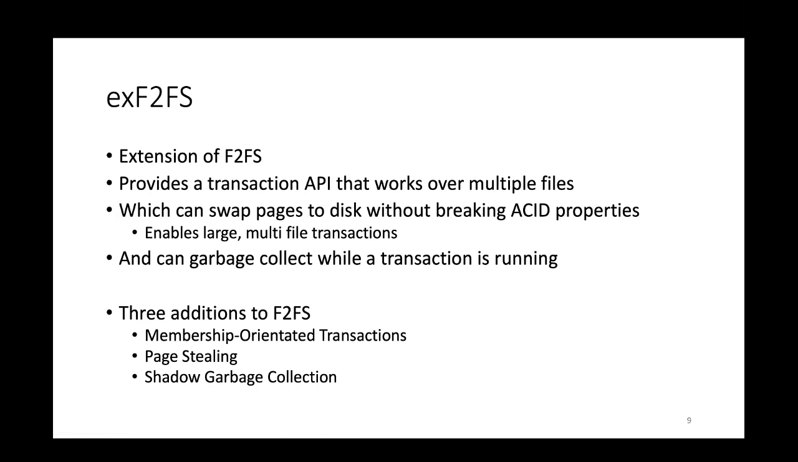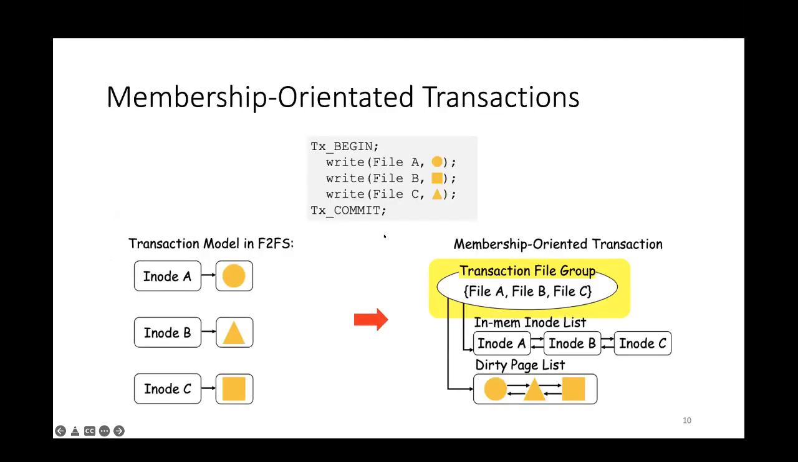So the first one is membership-oriented transactions. The next is page stealing, and then the next concept is called shadow garbage collection. So for the membership-oriented transactions, on the top here, we have a transaction, the same one as before: write files A, B, and C.